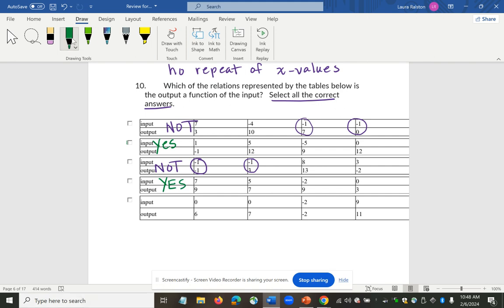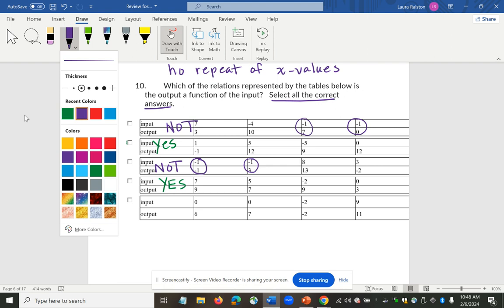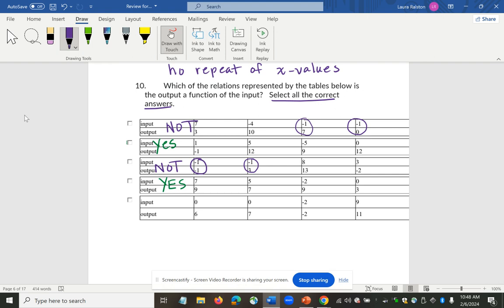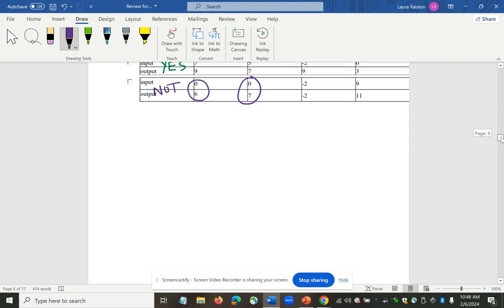And then looking at the last one, I have 0 paired with 6, 0 paired with 7. So there again, I have the repetition in the x value, so this one is not a function. Guys, you have to take your time and look carefully, and you have to look at them all, because there could be more than one correct answer. Please do not rush and overlook one of them.